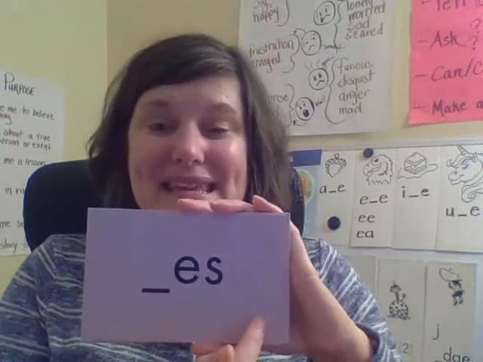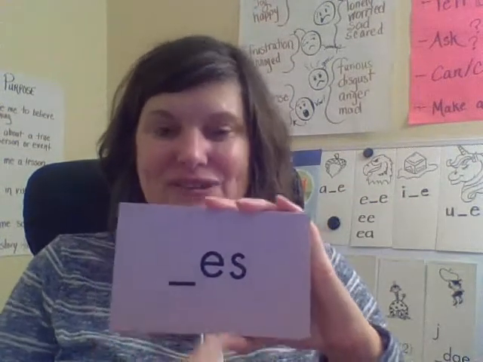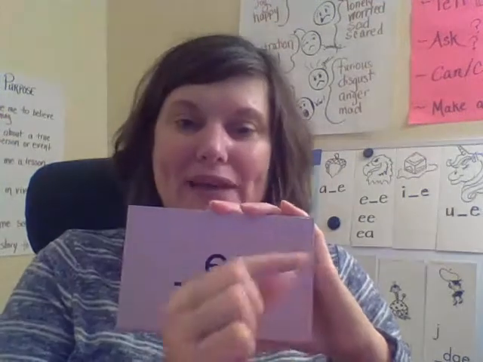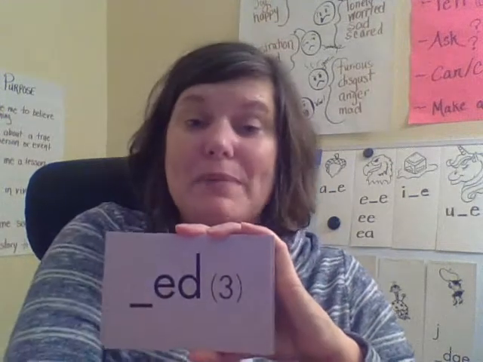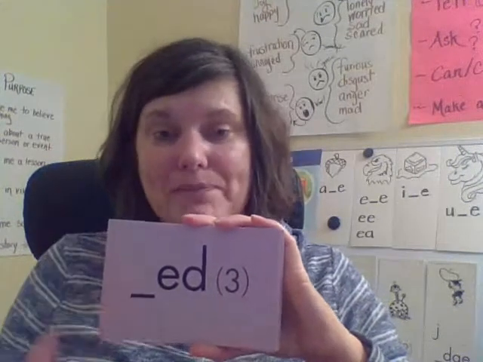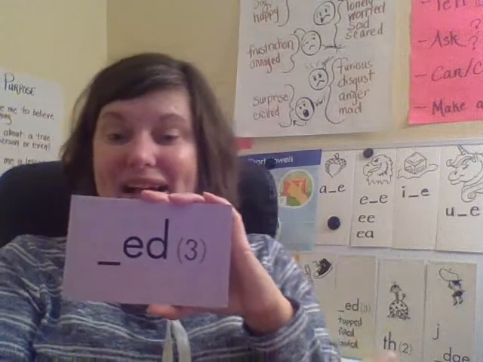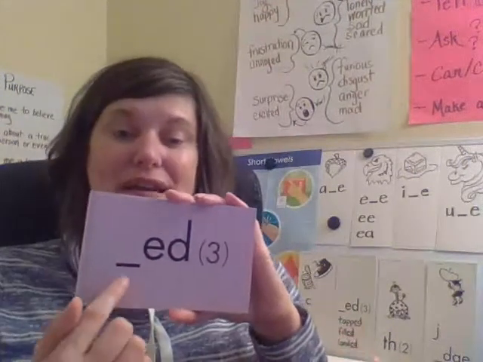This says is. Together, is. Your turn. Remember, this is a suffix. It's something we add to the end of a base word to make it plural or more than one. This is another suffix. And remember, this can make three different sounds. Here's our guide words over here.